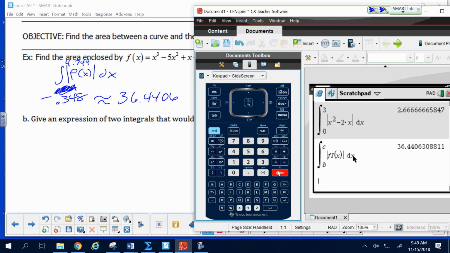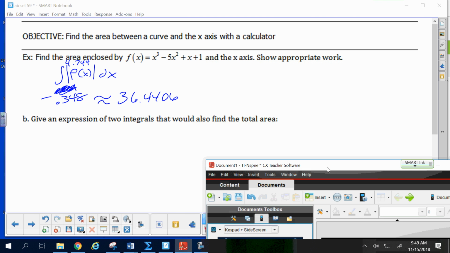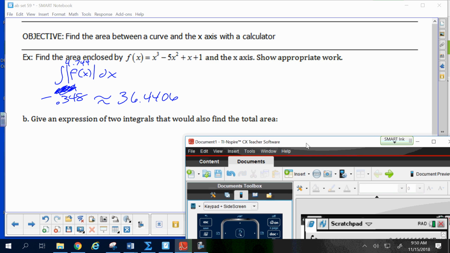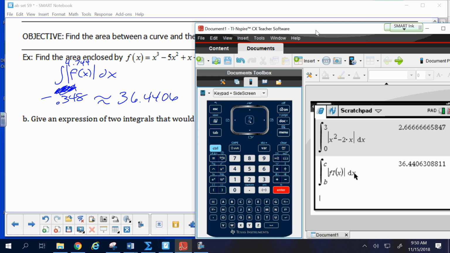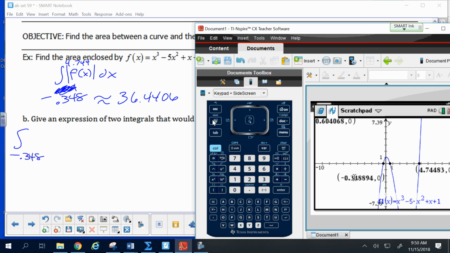So they would take 440 or 441 or more. If you are asked to give an expression of two integrals that could also find the total area, then how would you go about that? How would this area be found with two integrals? And I'm going with the assumption of no absolute value. From negative 0.348 to, oh, dang it, hey, see, I did need that one. I was so smart, I was thinking ahead. That interior zero is 0.604, okay?